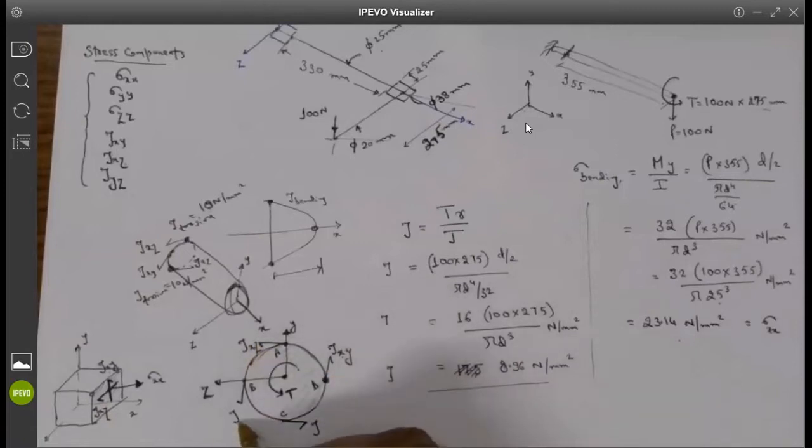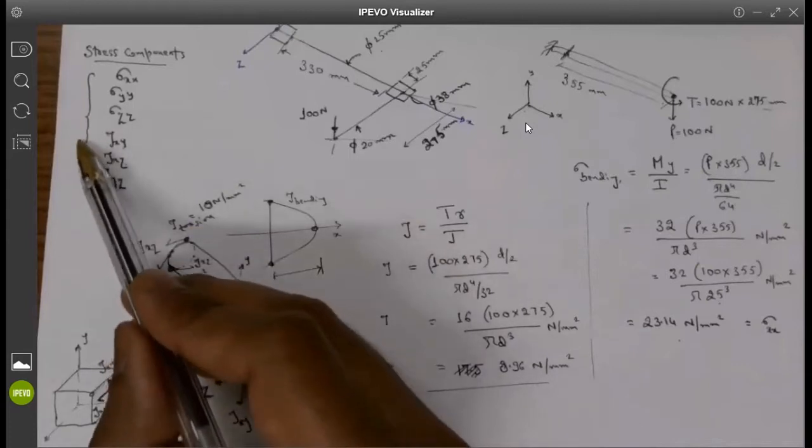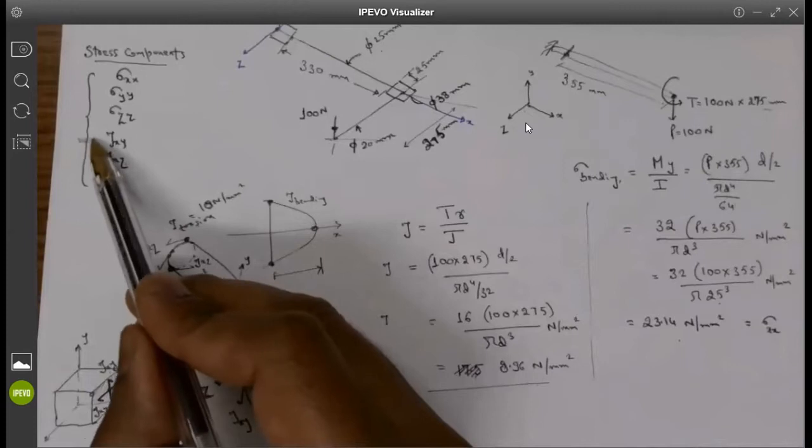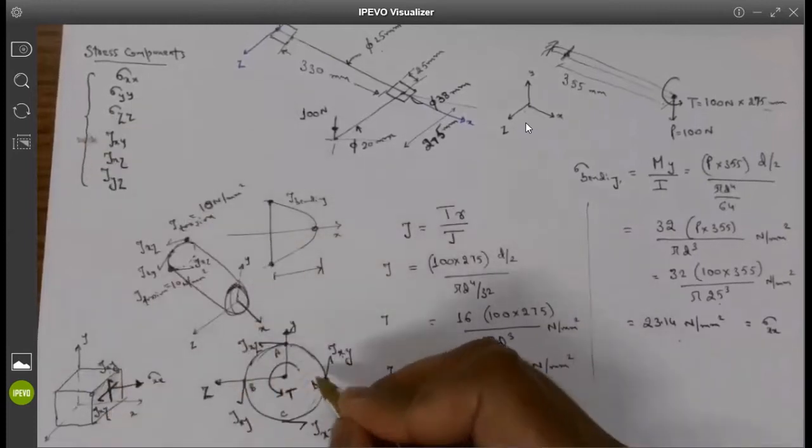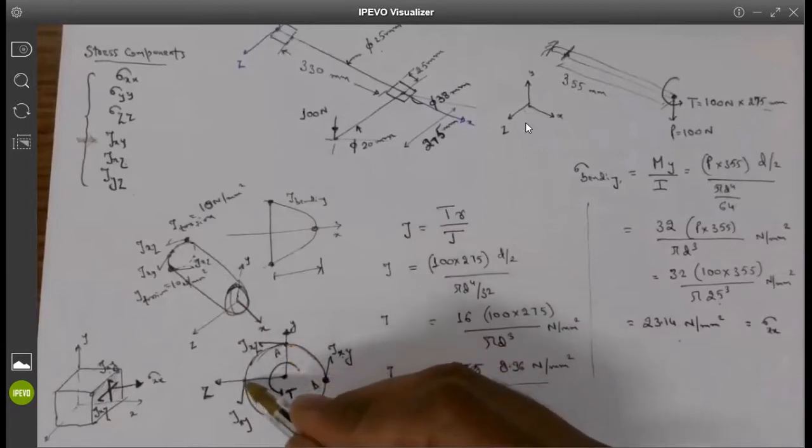Now what will be this? Tau xy. And what will be this? Tau xz, perfect. So now you see that it is the same tau given by this formula, but depending on its location and the choice of coordinate systems, here it will be tau xy, but here it will be tau xz. If you plot tau xy in SolidWorks simulation, you will see tau xy will be maximum here, somewhat zero here, and maximum here.